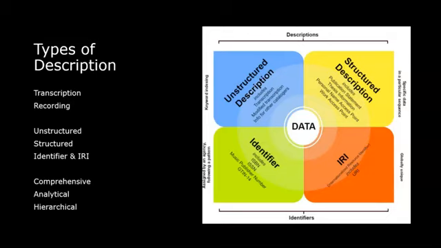Identifiers may be alphanumeric codes or strings of characters like a Uniform Resource Identifier or URI. These are recorded elements.